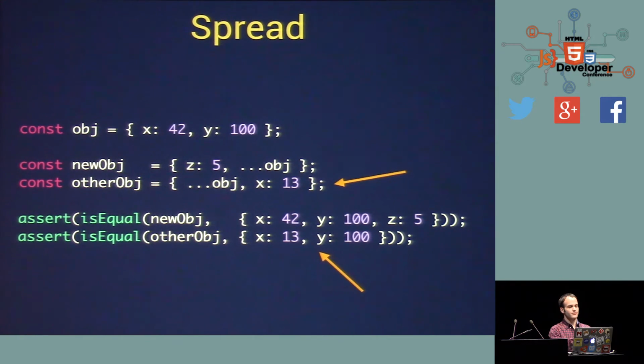But notice this other one. I spread out object first, and then I set x equal to 13. And then notice the new object I've created has x equal to 13, not 42, which was in the original object. So I'm overriding what I originally spread out. And we'll see use cases for why that's a really powerful abstraction.